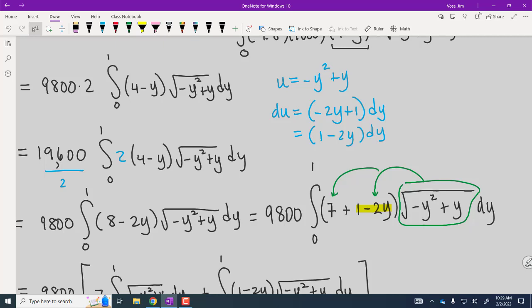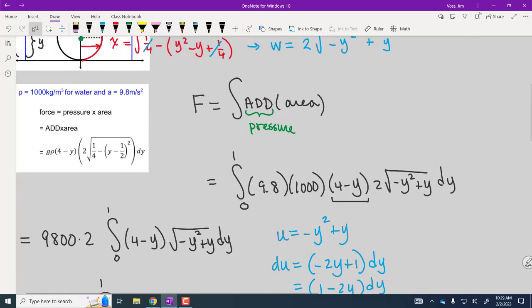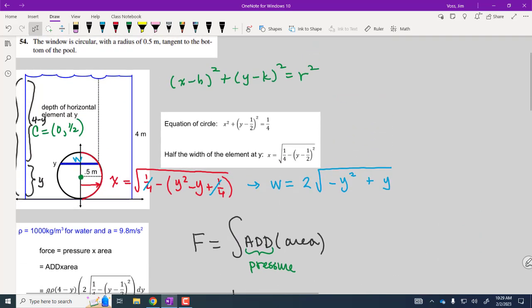Say that once again. Explain. That part, the 4 minus y? Yeah, because it's not part of the... because we're looking at the circle.